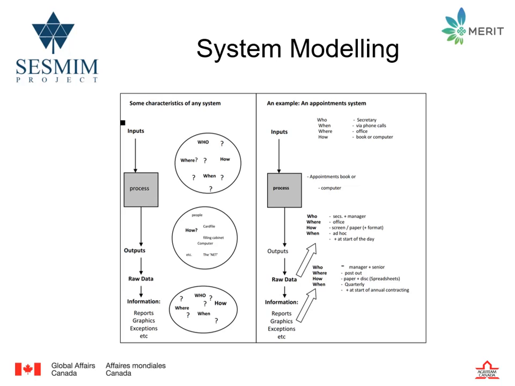If you want to do an appointment system, your input would be who, when, where, how. Who is a secretary. She is taking phone call appointments located in an office. Where is the office? How is to book it into the computer. So the process would be the appointment book or computer. And then the outputs would be, if you look at your appointment book, you can find out who, where, how, and when in terms of appointments.